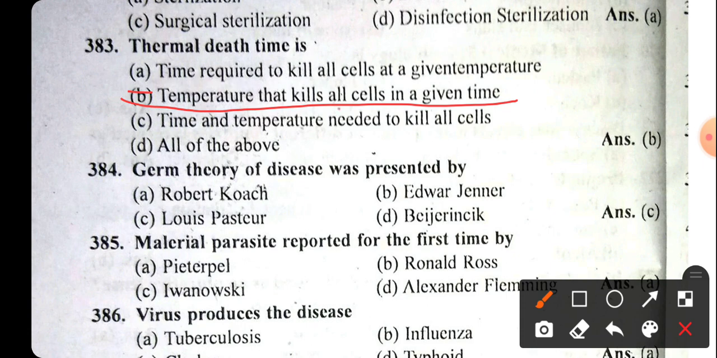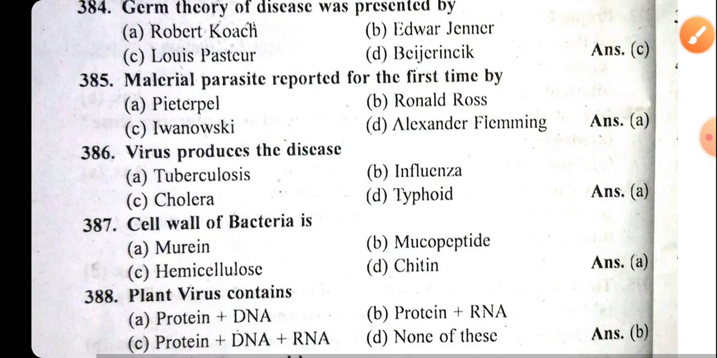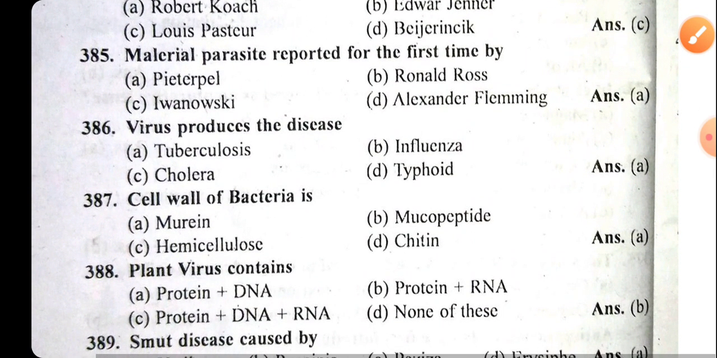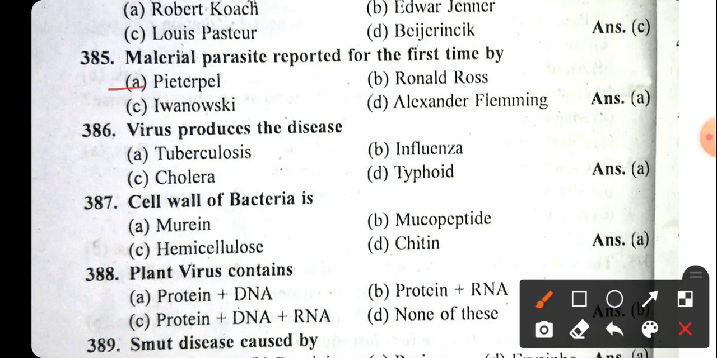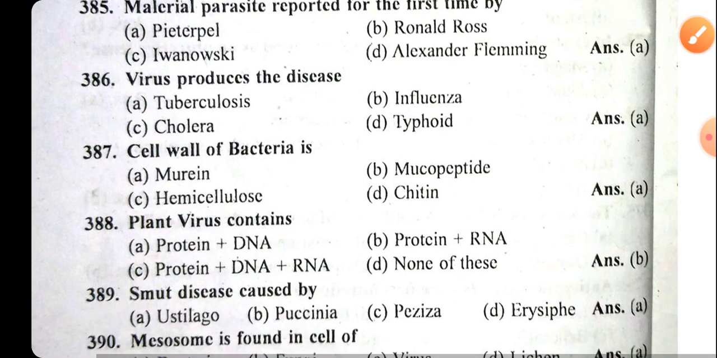Germ theory of disease was presented by Louis Pasteur. Now the next question: the malarial parasite was reported for the first time by Ronald Ross. That is option A will be the right answer. The virus produces the disease influenza. We discussed these questions. The cell wall of bacteria is mycobacterium. We discussed these questions earlier also.